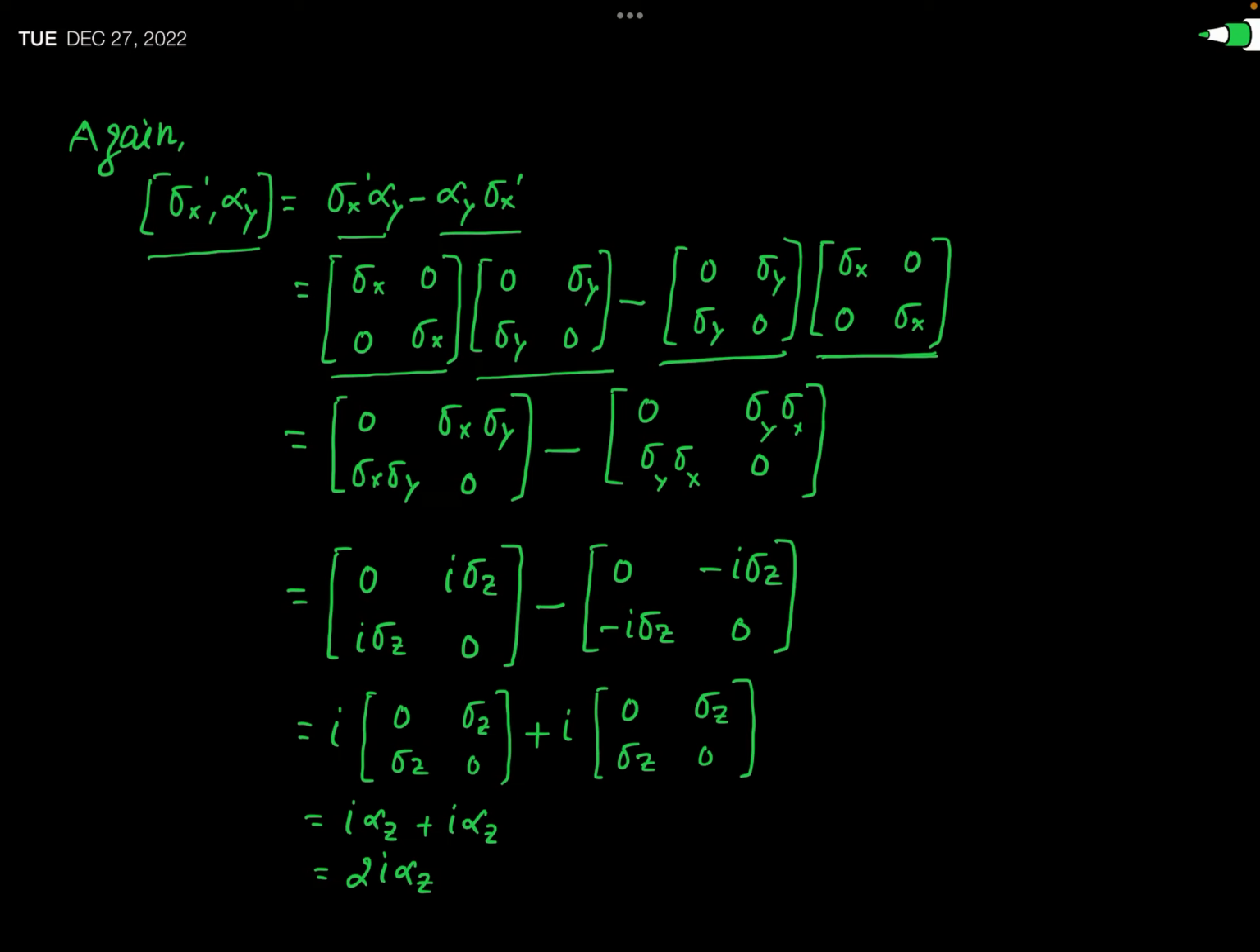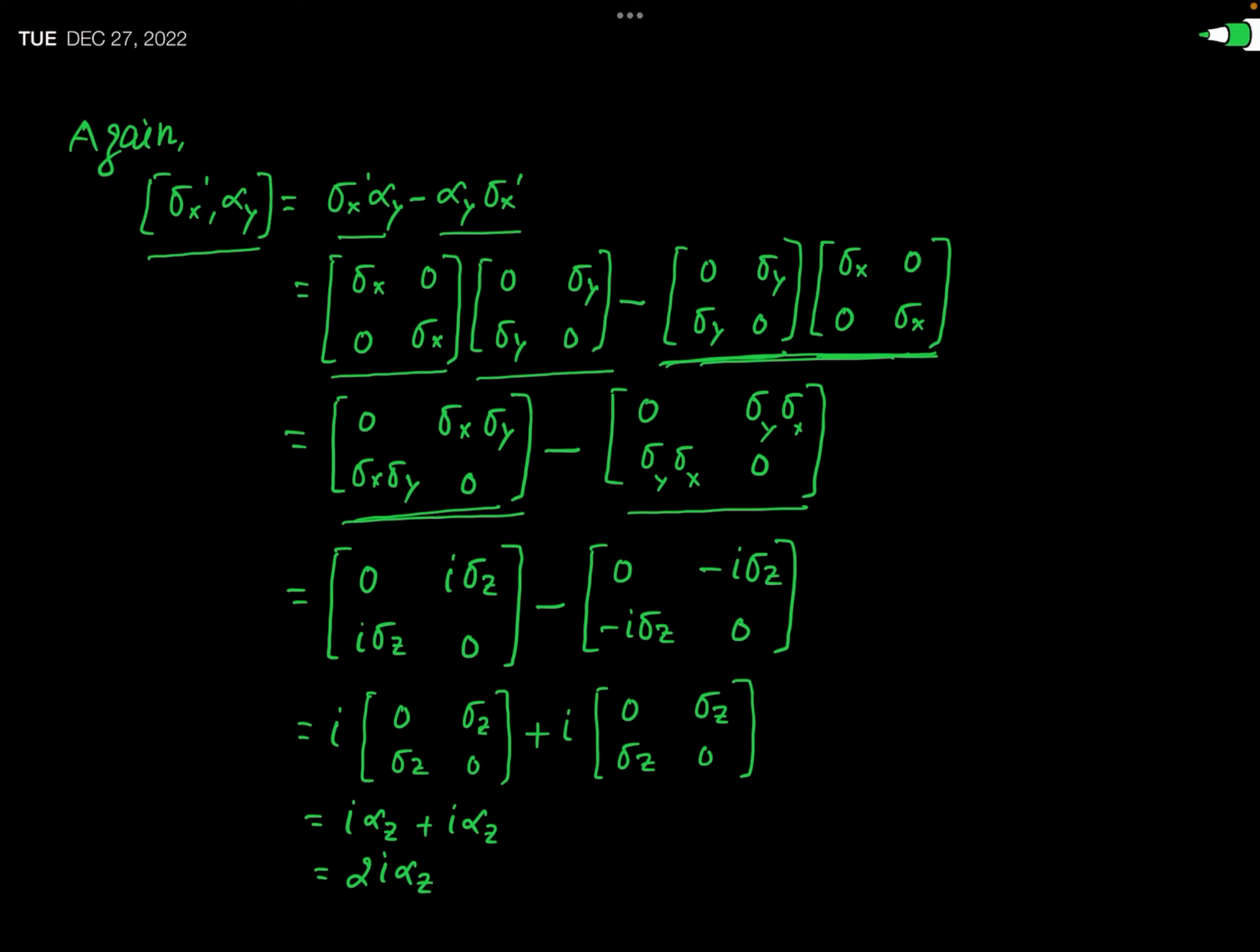Now multiply these two matrices. After multiplication, the product of the first two matrices will be equal to the matrix 0 sigma x sigma y, sigma x sigma y 0. And the product of the matrices in the second term will be equal to 0 sigma y sigma x, sigma y sigma x 0.